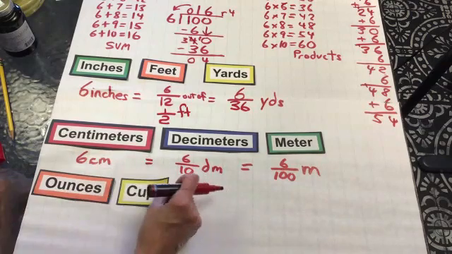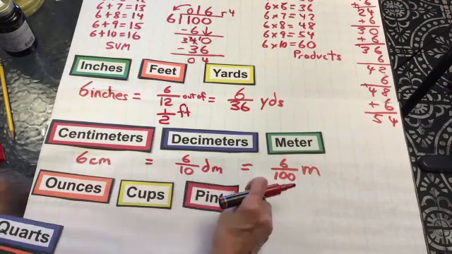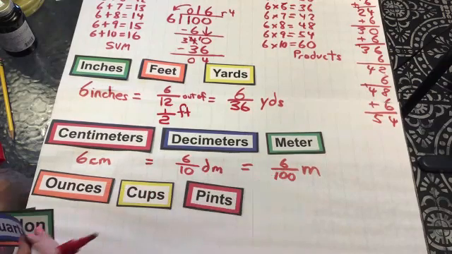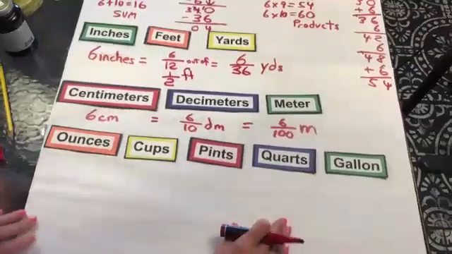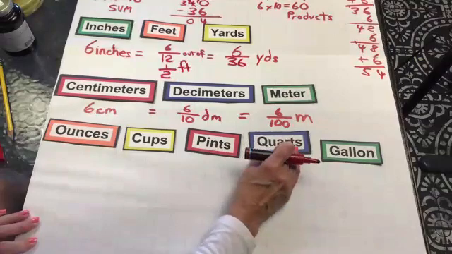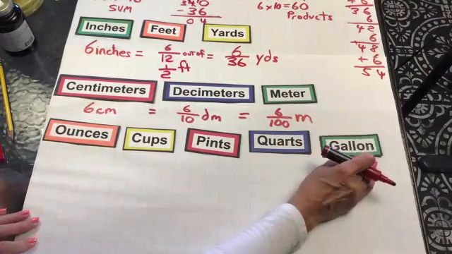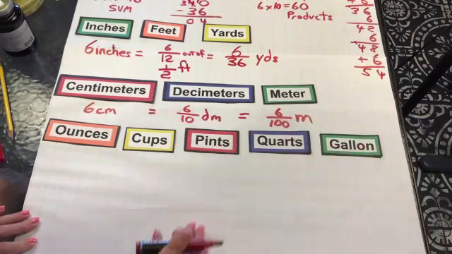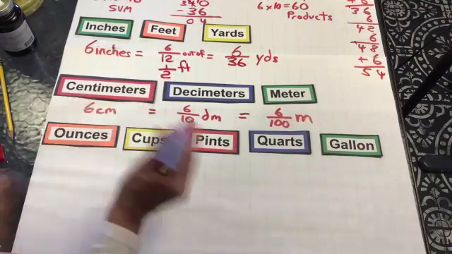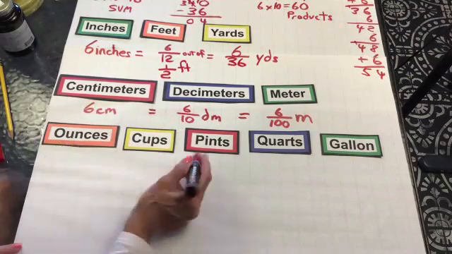Playing around. Here we go. Ounces, cups, pints, quarts, and gallons. We do this every day. We'll remember how many ounces it takes to make all of these. And we'll talk more about that because we have other options, and we're going to talk about that when we get to it.